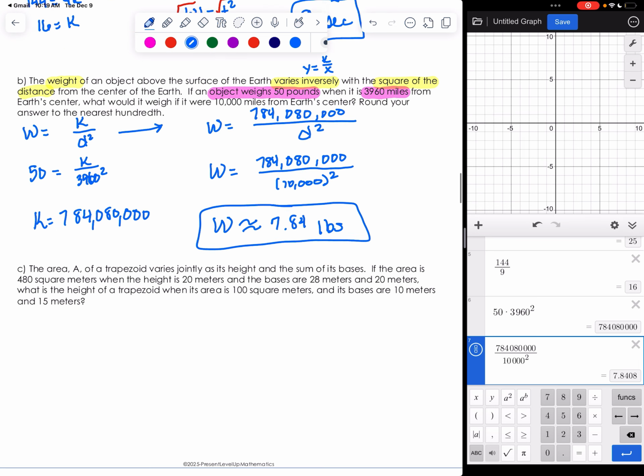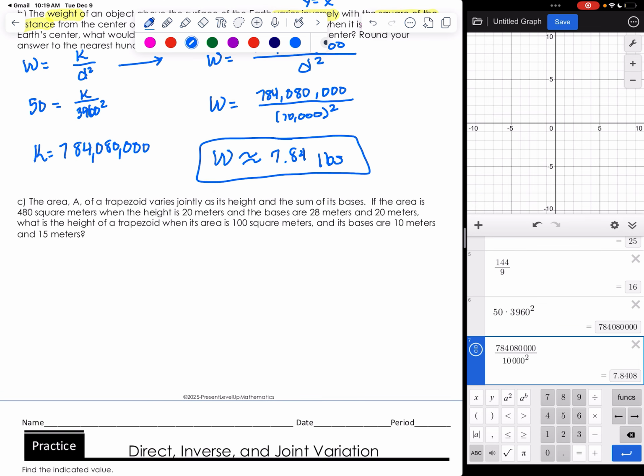All right, problem C. The area of a trapezoid varies jointly as its height and the sum of its bases. So let me stop right there. Area equals K times the height times the sum of the bases. And a trapezoid has two bases, so that would be base 1 plus base 2. Okay. If the area is 480 square meters, so I'll plug that in, and the height is 20, and the bases are 28 plus 20, then we're going to find the value of K.